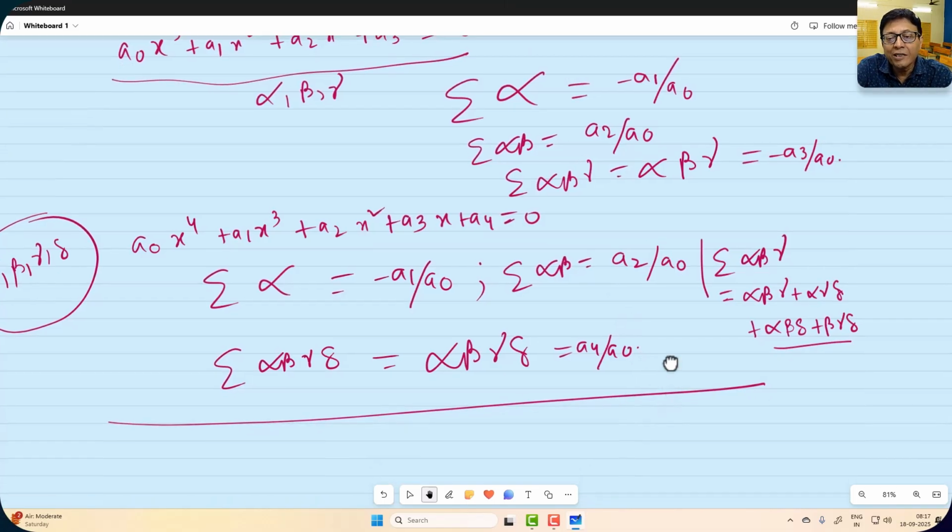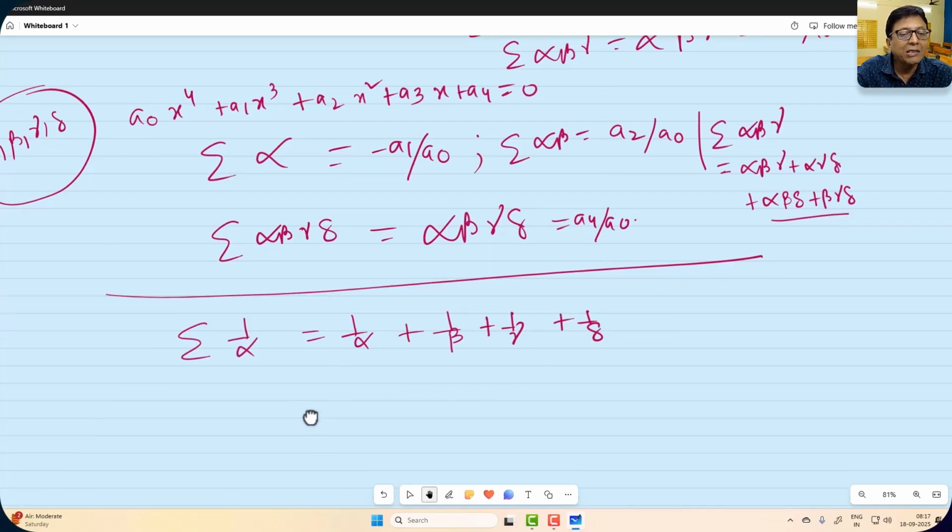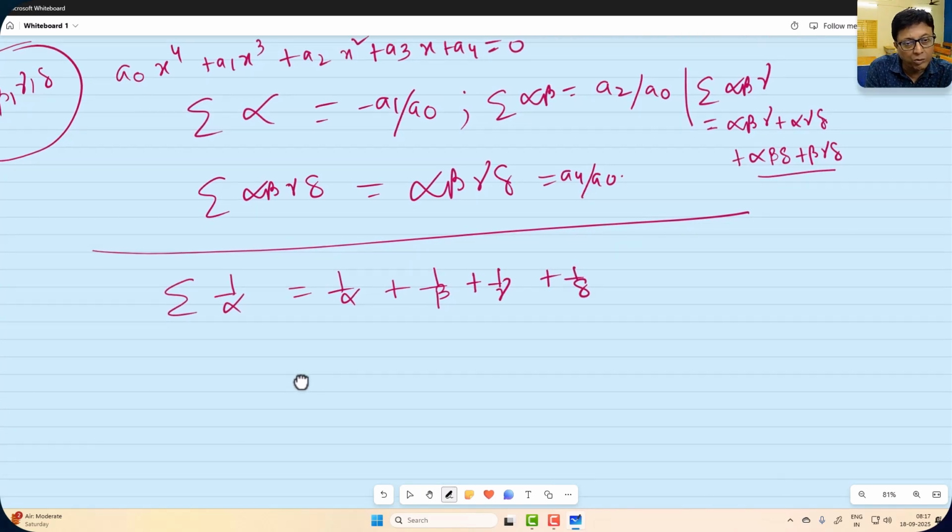Before we proceed, we just check whether sigma 1 by alpha, which is actually 1 by alpha for a cubic equation I am writing, you can write for biquadratic also, 1 by gamma, 1 by delta. Is it a symmetric function of roots? You decide it yourself whether it is going to be symmetric function or not.